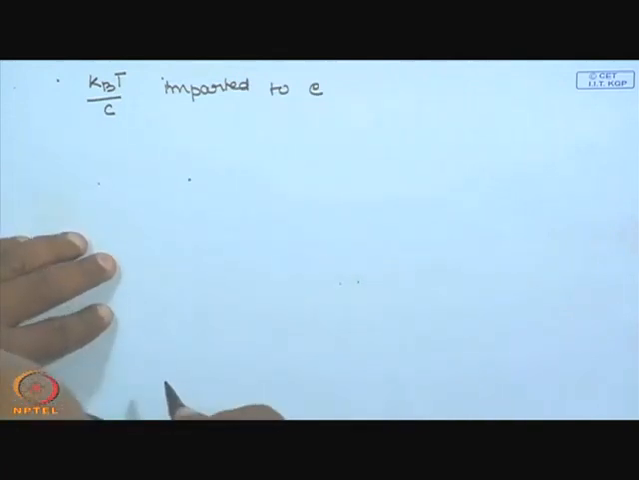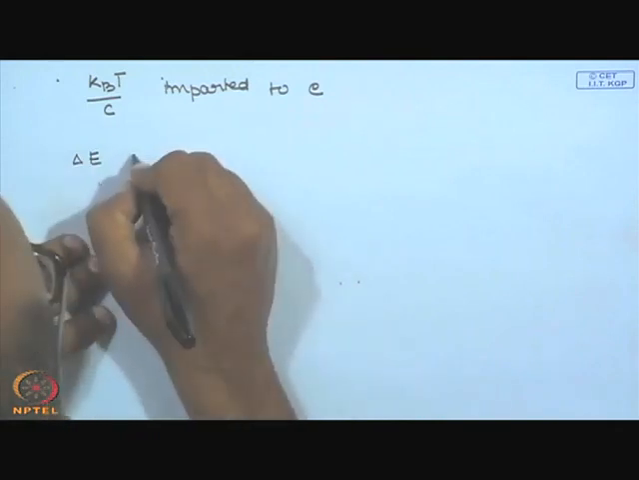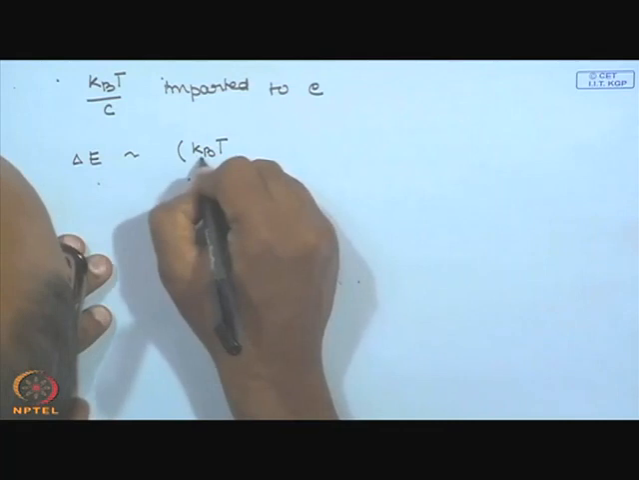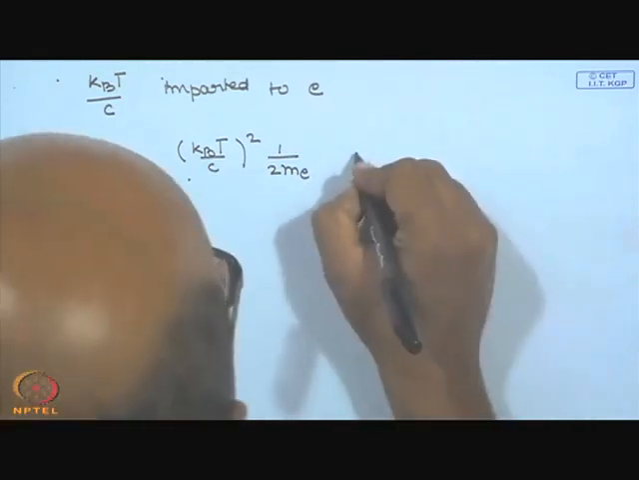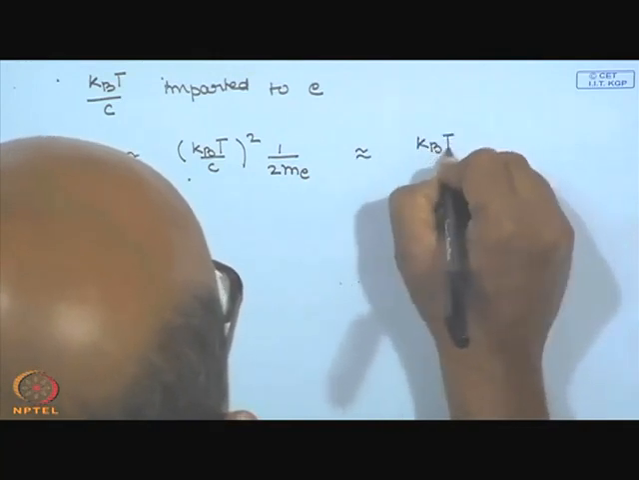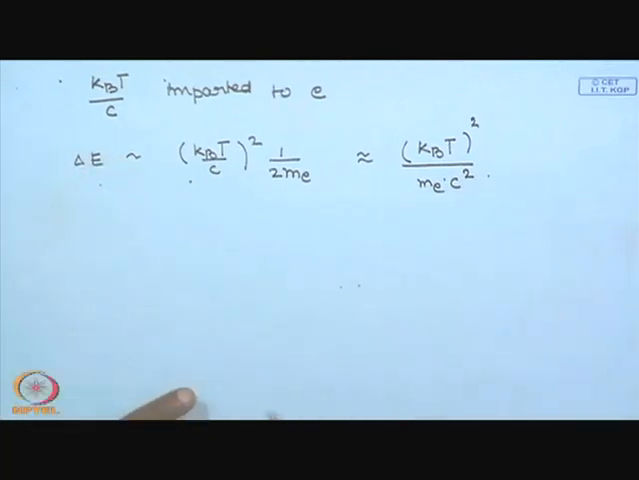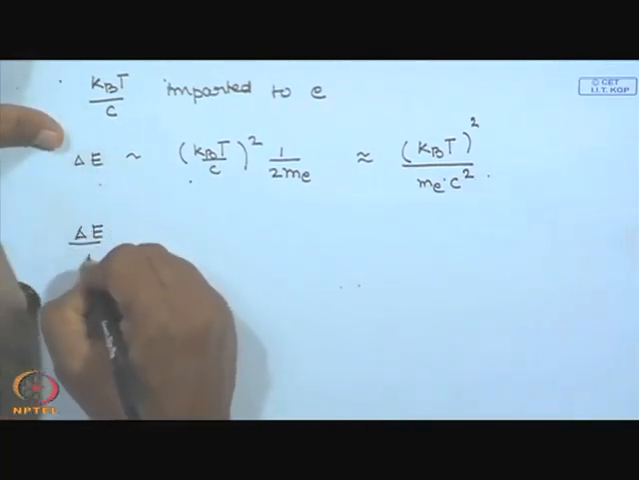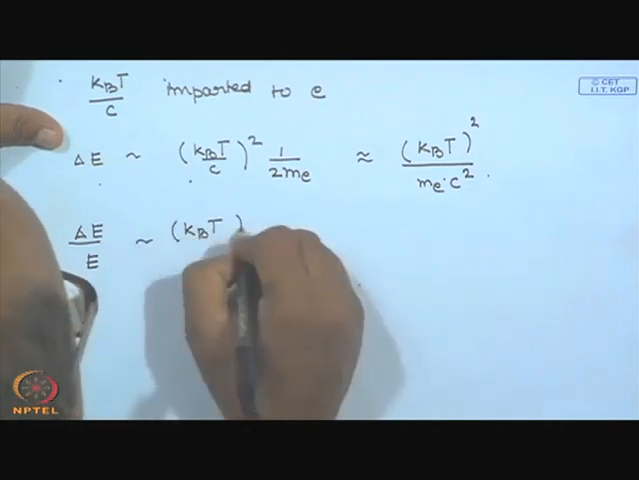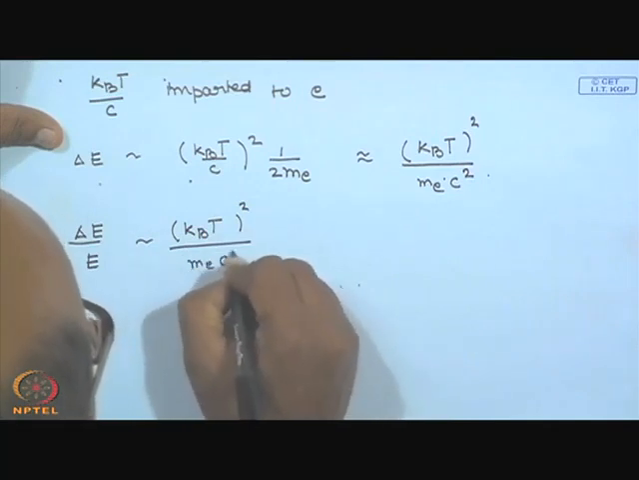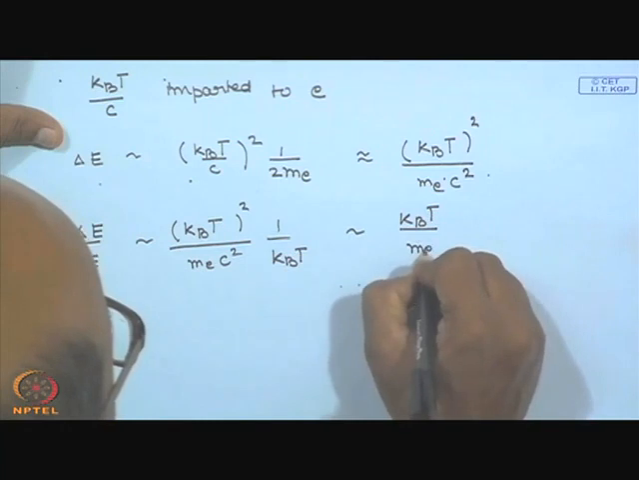So the energy imparted to the electron will be the momentum squared divided by the mass of the electron. Delta energy in a scattering will be of the order of (k_B T by c) squared by 2m, p squared by 2m. So this is of the order of (k_B T) squared by m electron c squared. If you look at the fraction of the energy that is transferred in one scattering, this will be of the order of (k_B T) squared by m electron c squared divided by k_B T. This is the energy of a photon. So this is of the order of k_B T by m electron c squared.